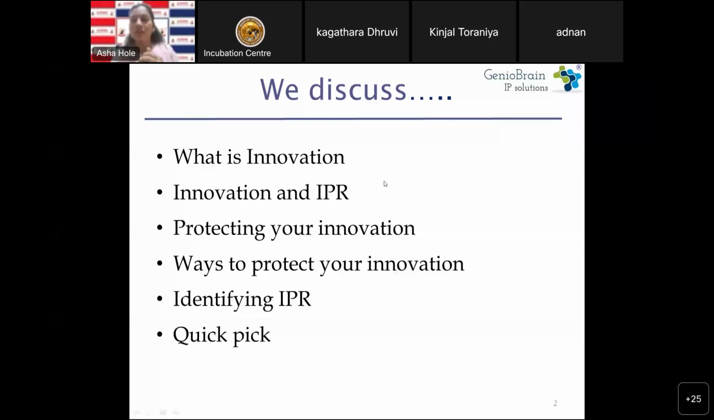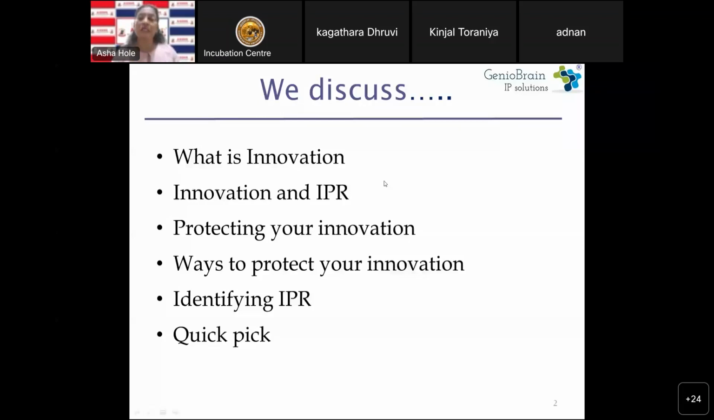Because IPR filing is not that easy a task. You need to invest into that, right? And every person who is investing in something wants a return on it, right? So this is the basic of the IPR, and that's what I'm going to focus on today.